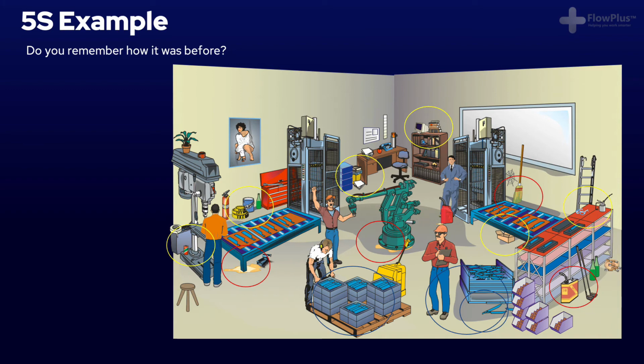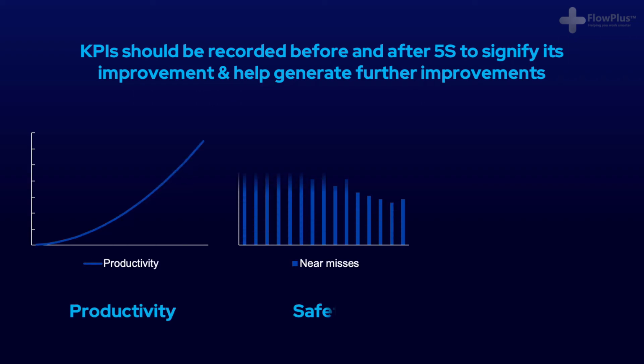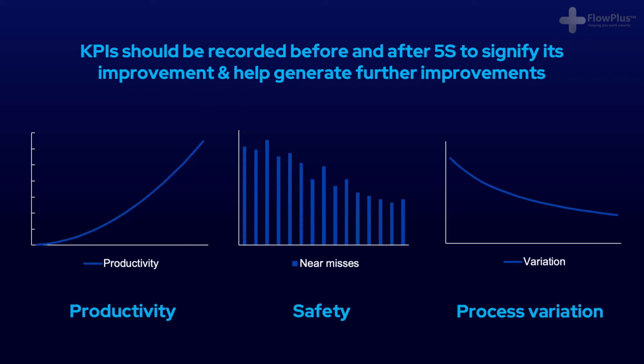In order for a 5S project to be truly successful, KPIs should be recorded before and after as a means to compare and quantify the improvements, as well as a measure to record future improvements. As mentioned before, the purpose of 5S is to increase productivity and reduce variation.